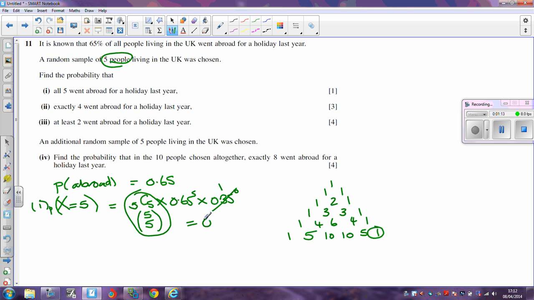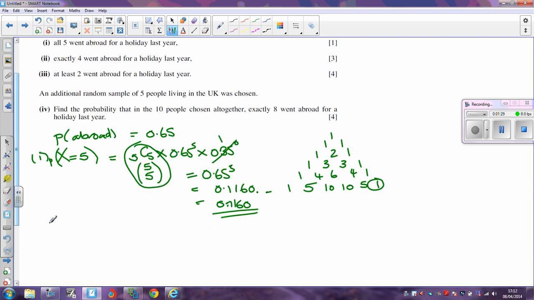So actually all we need to work out is 0.65 to the power 5, which comes out as 0.1160, which I'm going to round to 0.1160 to 4 significant figures. Okay, next bit says what's the probability that exactly 4 people went abroad?